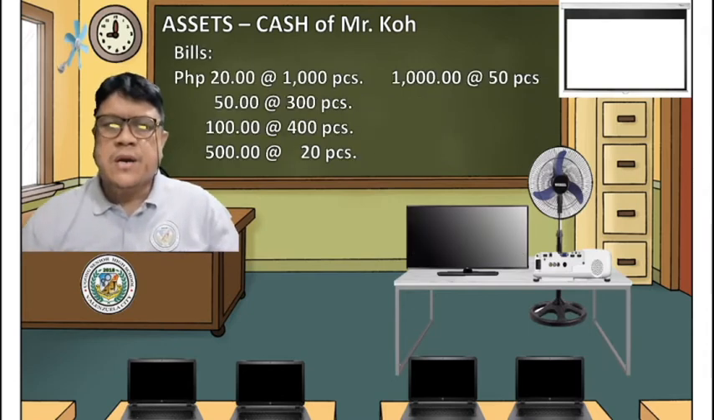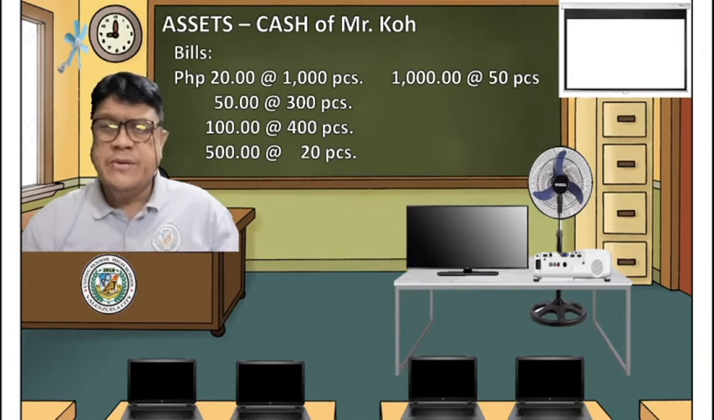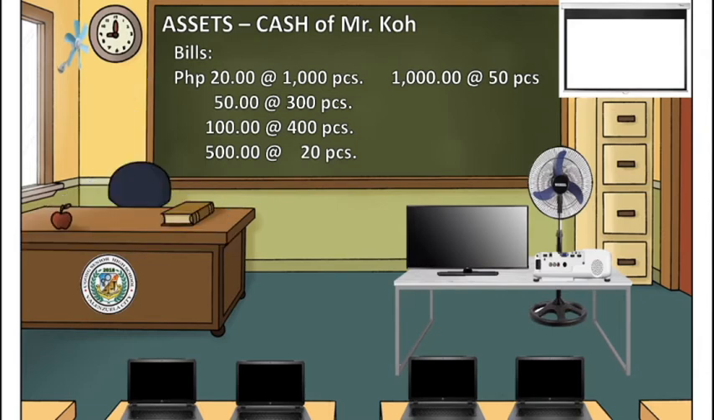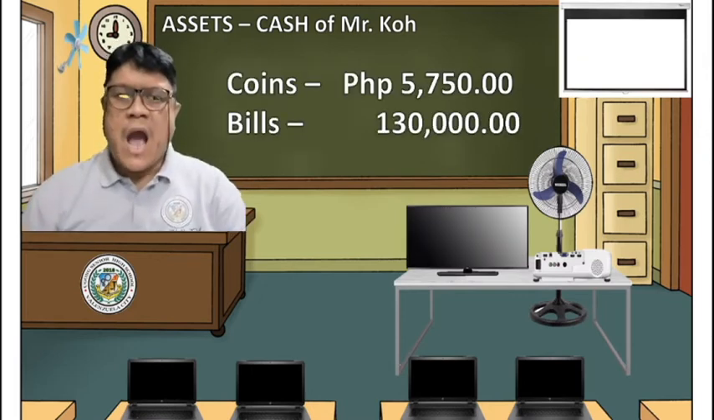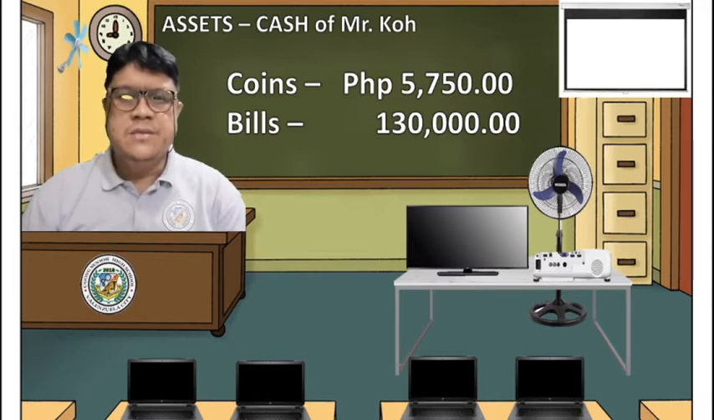Cash of Mr. Ko. 1,000 pieces of 20 pesos. 300 pieces of 50 pesos. 400 pieces of 100 pesos. 20 pieces of 500 pesos. 50 pieces of 1,000 pesos. How much is the total bills? Very good. As listed, how much is the total cash of Mr. Ko? Very good.